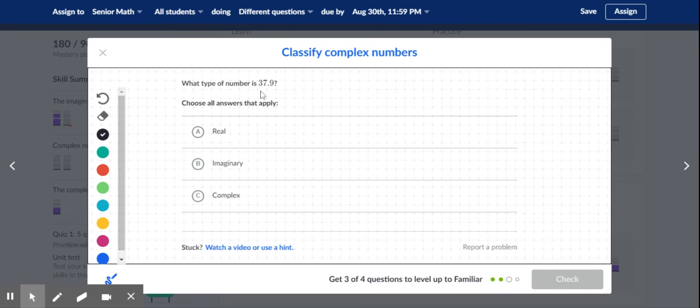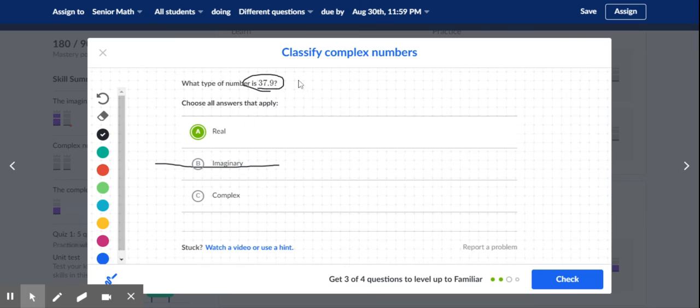Last one, we notice this is just a number. There's no imaginary part to it. However, we remember that every real number lives within the huge, enormous world of complex numbers. So in this assignment, you should always select complex.